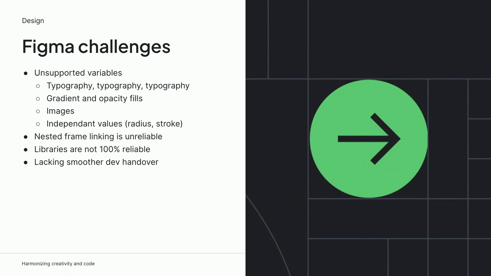Another issue that I think Figma gets criticized for a lot is its lack of smooth dev handover. Currently there are some user-built plugins or extensions to send the variables over to devs. So yeah, hopefully in Config that'll be addressed soon.